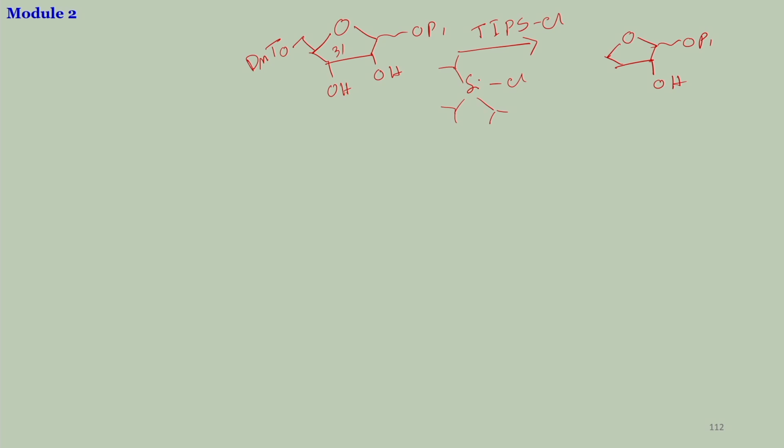One is if you treat it with selective equivalent amount, then this should be O TIPS. This is your DMT, plus you get the 2 prime protection also. TIPS, this can be free in this case. So, either the 3 prime can react or the 2 prime can react. Now, because of this bulky substitution here, the reaction at the 2 prime position is much less.